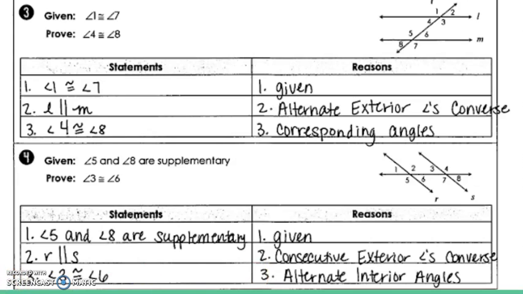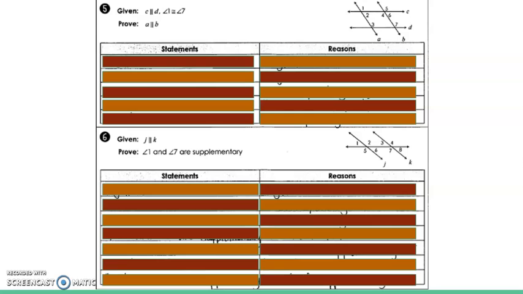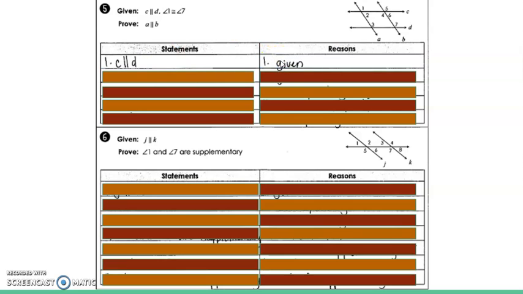For example number 5, we were given two statements, and we want to prove that line A is parallel to line B. So if we're trying to do that, we need to make sure that we're setting up our angles correctly. Our first given statement is going to be that line C is parallel to line D, with our reason as given. And our second statement is going to be that angle 1 is congruent to angle 7, again with that given reason.